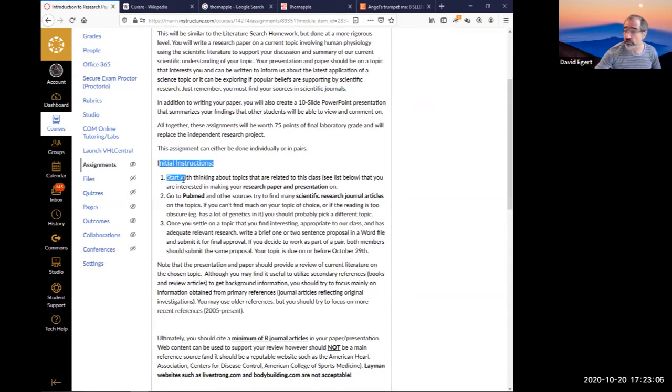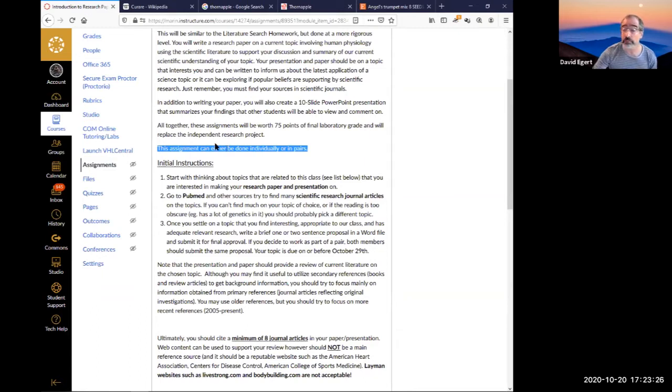So, the other thing I put here: two things. One, it's going to be worth 75 points for the final lab grade, which means it's as much as this exam you're taking on Thursday. It's worth a lot of points. And it can be done individually or in pairs.